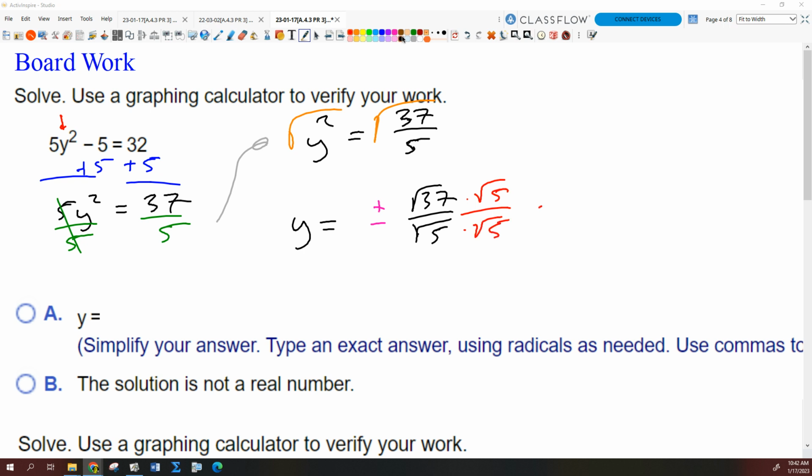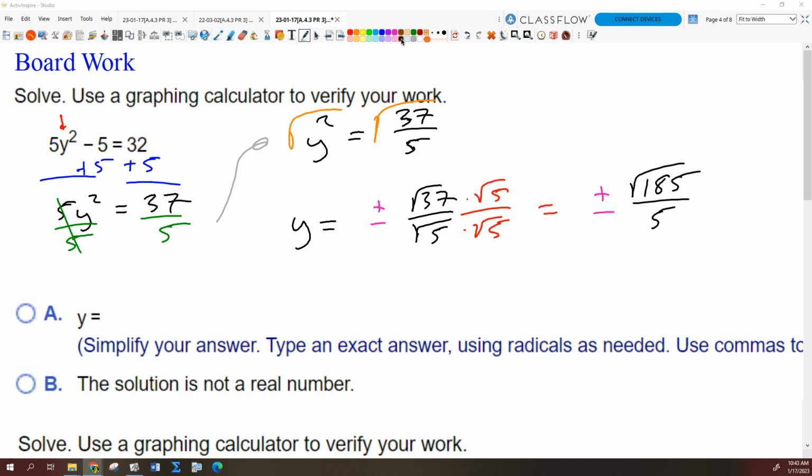Okay, so then what's my answer going to be? I've got my plus or minus out front. Have to include that. On the bottom, what do I get? 5. On the top, what do I get? I'm going to get just a big square root, aren't I? Right? Okay, so I get the square root of 37 times 5. That's 175? 185. Whoops, 185. Yep.